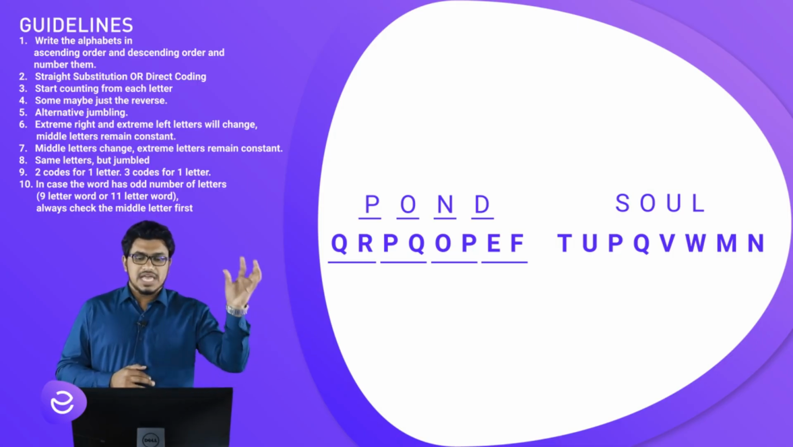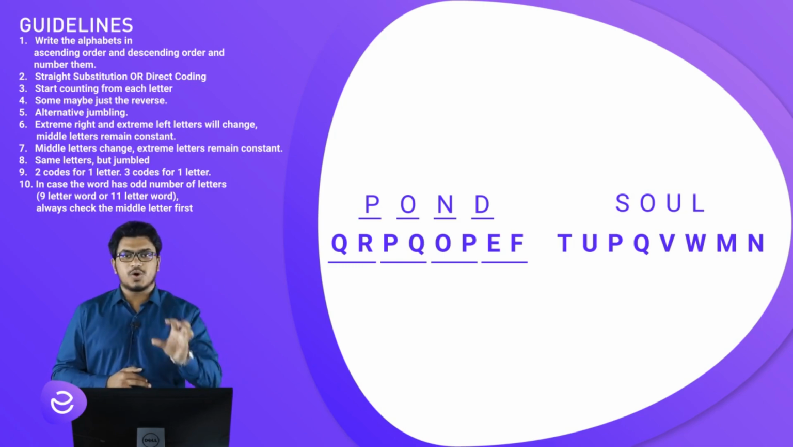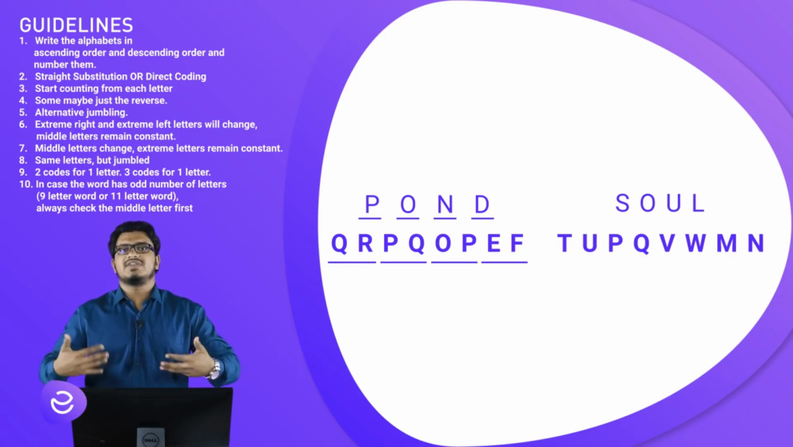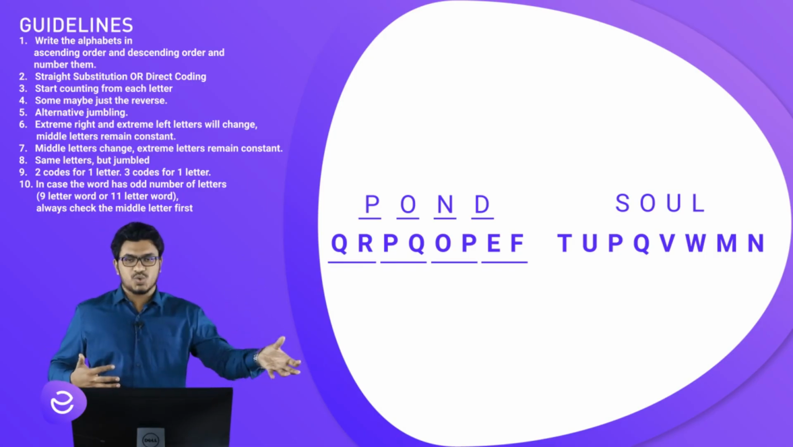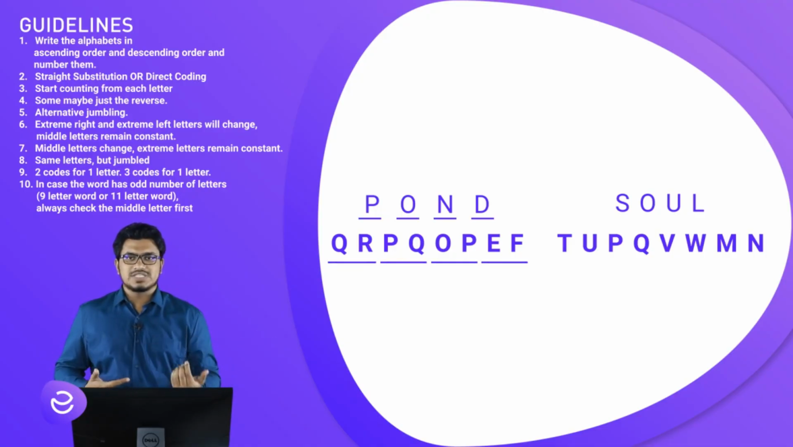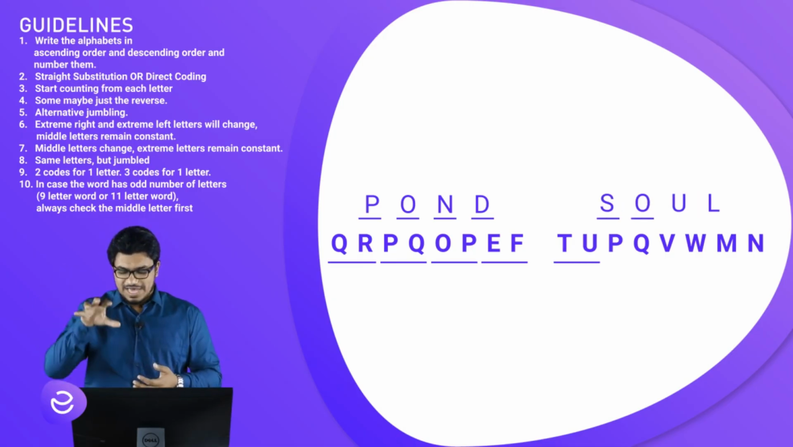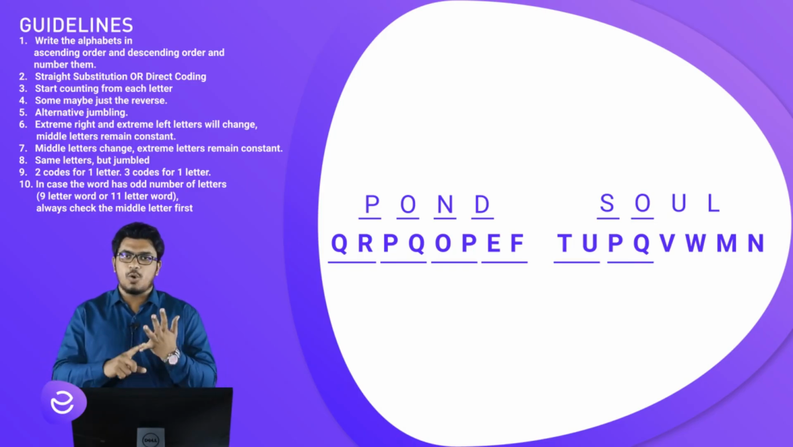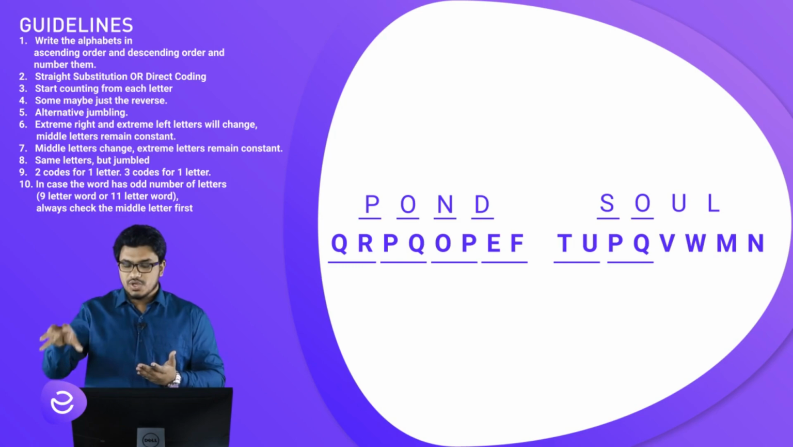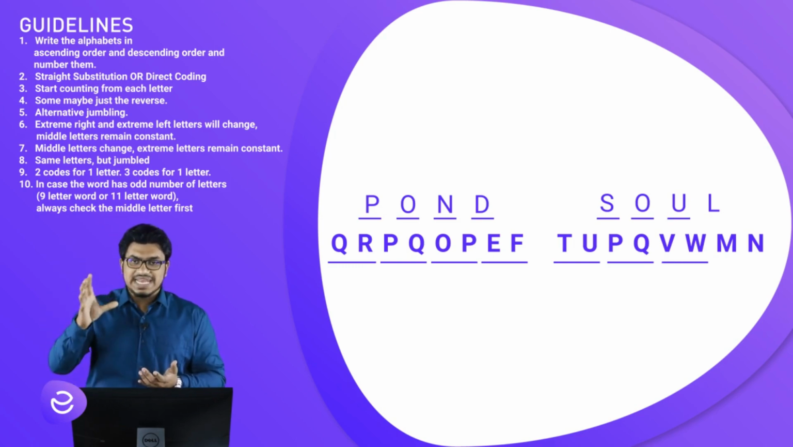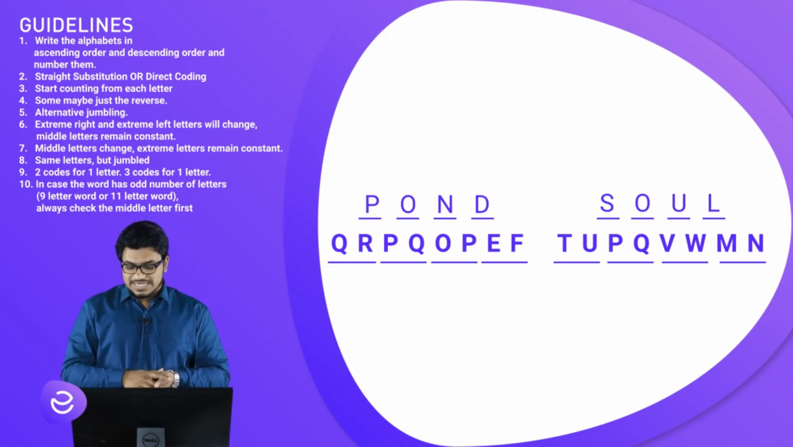So P has 2 codes, O has 2 codes, N has 2 codes, D has 2 codes. And in this example, the code is the successive, continuous letters. P is coded as QR, O is coded as PQ, N is coded as OP, and D is coded as EF. In the same way, we can decode the word SOUL. For S we have TU, for O we have PQ, U is coded as VW, and L will be coded as MN, and in total we get the code as TU, PQ, VW, MN.